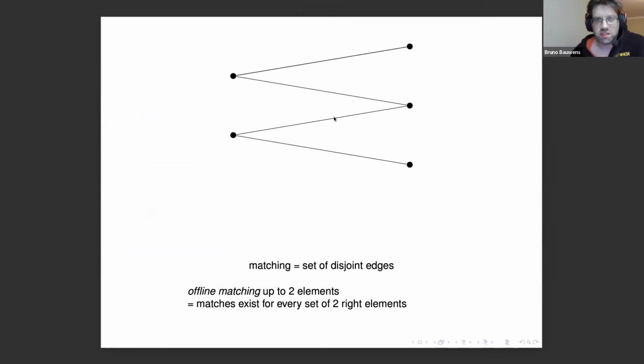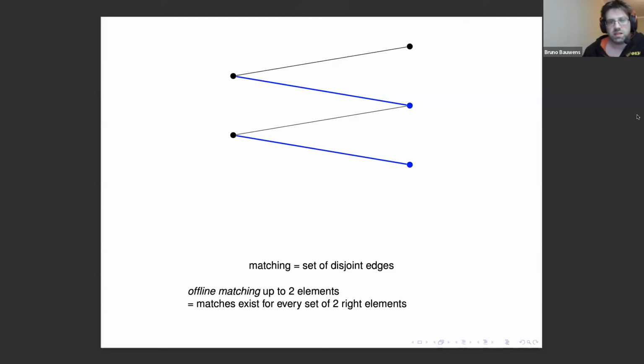A matching is a set of disjoint edges in a graph, and we will always use bipartite graphs here. We say that this graph has offline matching up to 2 elements. What does it mean? For every choice of 2 elements at the right, we can find 2 disjoint edges that cover these elements. In the example, if we take the bottom 2 points, these edges cover the nodes and are disjoint. Similarly for the top, all possibilities of 2 points at the right can be covered by disjoint edges.